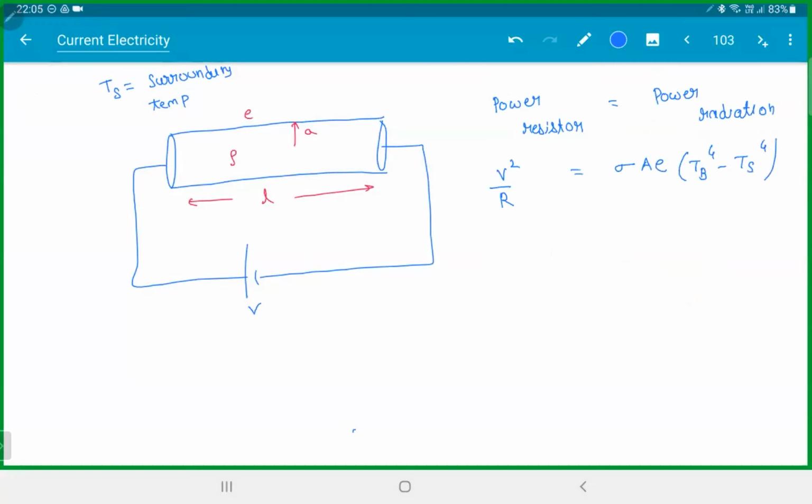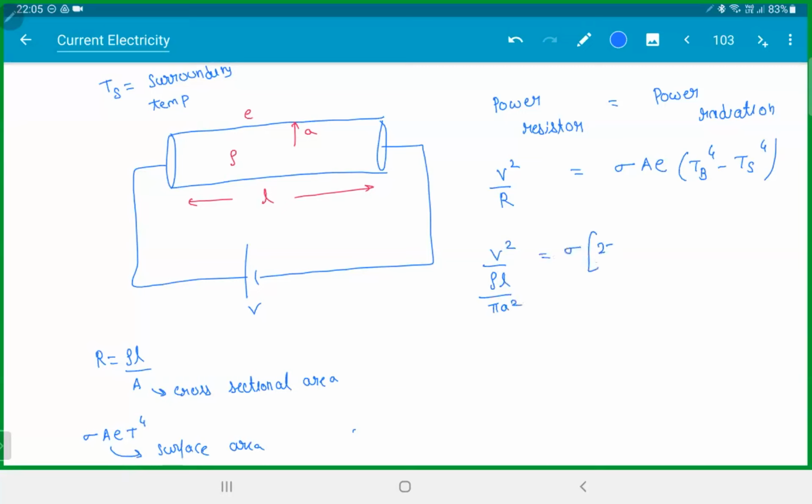Now be careful here. Resistance is rho L by area, and this A is the cross-sectional area. In the formula sigma A E T power 4, this area is the surface area. Both the areas are not the same. Most people cancel them out. This will be V square by rho length by pi a square, equals sigma times the surface area. What is the surface area? 2 pi a L plus 2 pi a square. Don't forget there are two disks also.